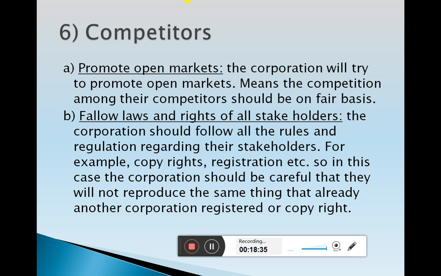Then we have to follow the laws and rights of all stakeholders. The corporation should follow all the rules and regulations regarding its stakeholders, for example copyrights and registration acts. The corporation should be careful not to reproduce something that another corporation has already registered or copyrighted. Copyright Act means whatever I have protected, I have the right to use it.